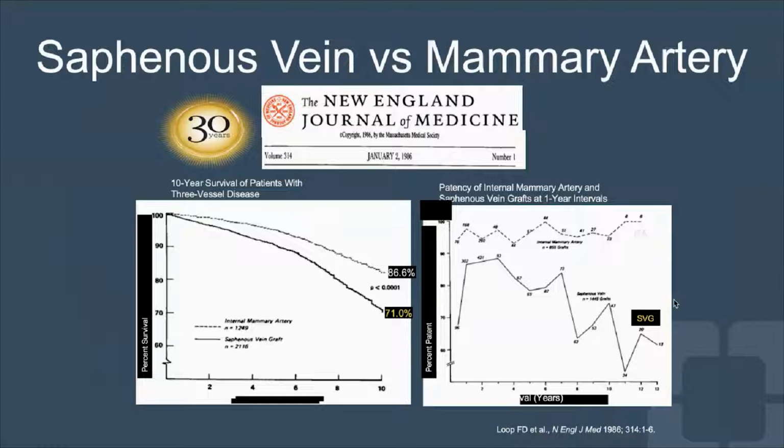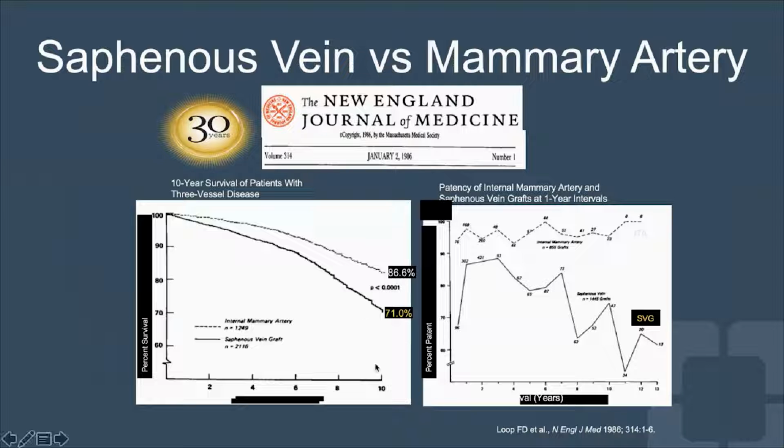But first, I want to touch on the choice of conduits. Historically, saphenous vein was the main conduit being used. And in the 1980s, large studies from the Cleveland Clinic by Loop, Cosgrove, and Lytle showed the superiority of the internal thoracic artery compared to the saphenous vein.